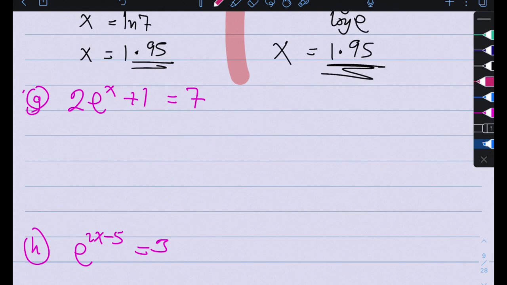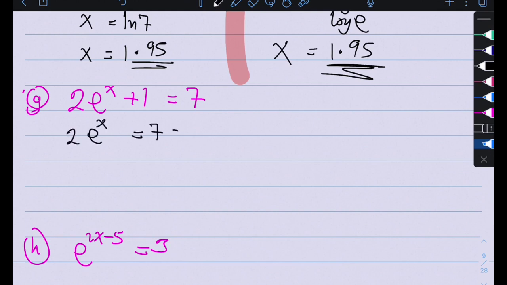All right, how about this particular question? How do we solve it? First, make sure that you make e to the power x the subject. So we have 2 here. Let me use black.